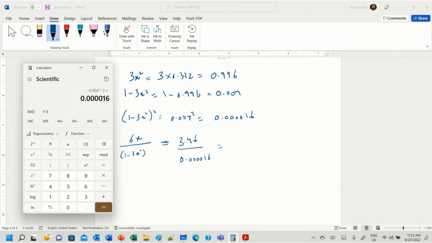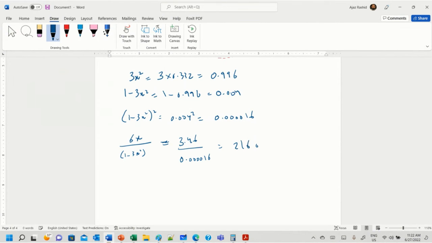So the inverse of this multiplied by 3.46, so 250, it will become 216000 because we keep only three significant figures. So that's the answer that I get.